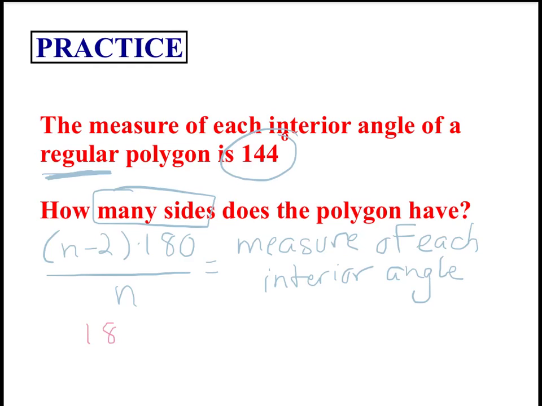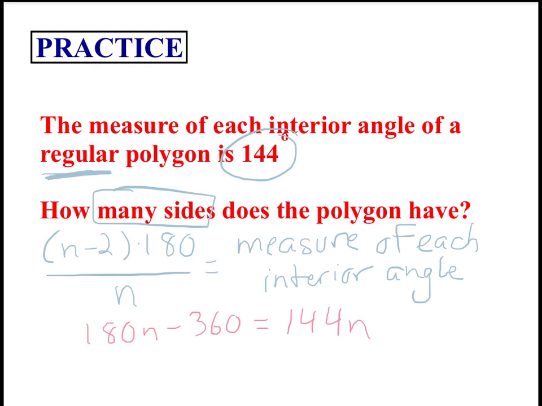180n minus 360 times 144. Now realize that I'm not going to divide the left side by n. What I'm going to do is multiply both sides by n. So that would effectively take this one out of the denominator on the left side and leave me with my n over here.